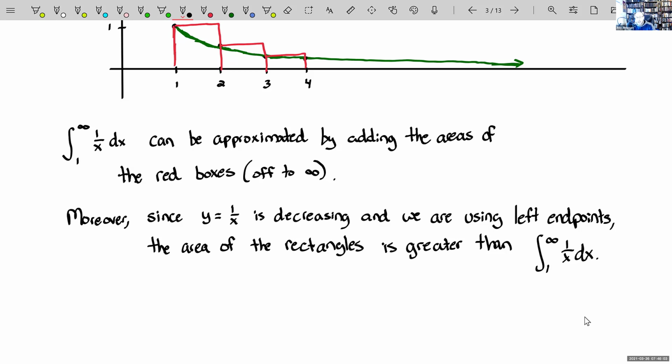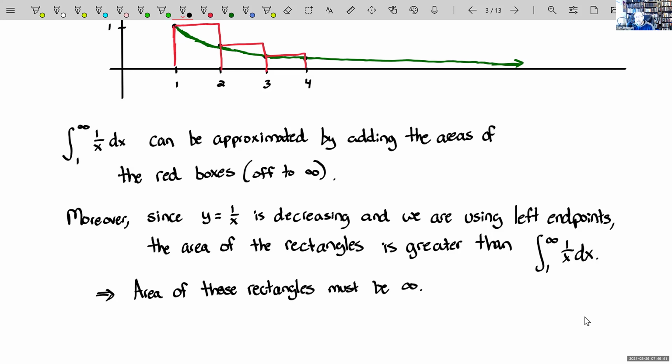Well, if the area of those rectangles is greater than the area underneath the curve, and that's incredibly easy to see, and we also know that the area underneath the curve 1 over x from 1 to infinity is infinite, that implies the area of those rectangles, the sum of all those rectangles, must be infinite.